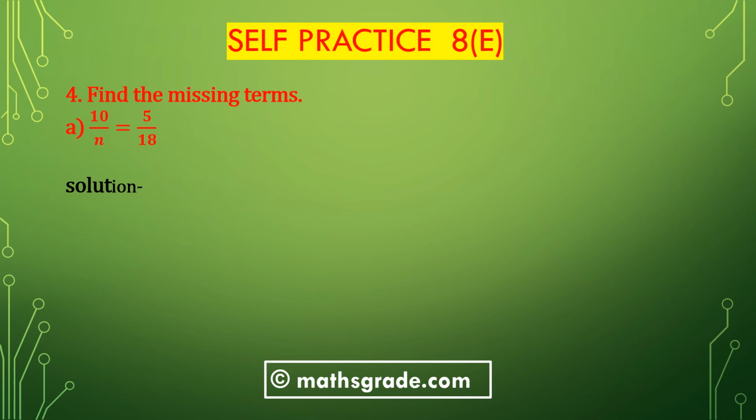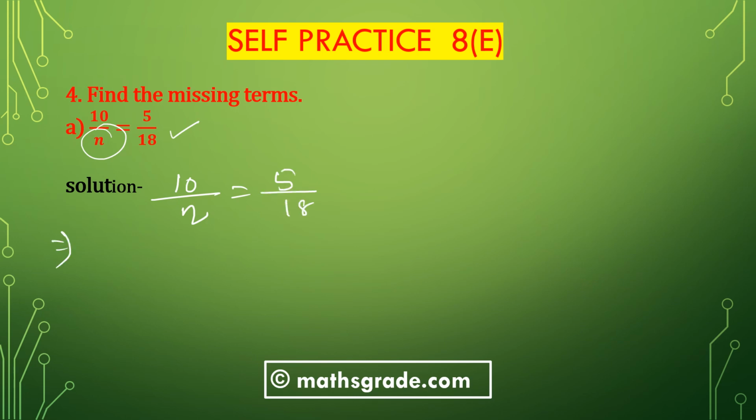Now we'll solve question number 4. Find the missing terms. First part A is 10 divided by n is equal to 5 divided by 18. We have to find the value of n. It is given 10 divided by n is equal to 5 divided by 18.